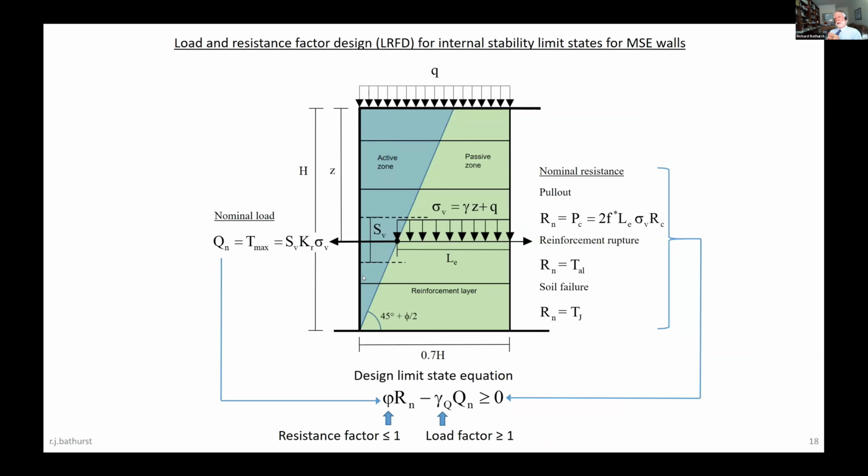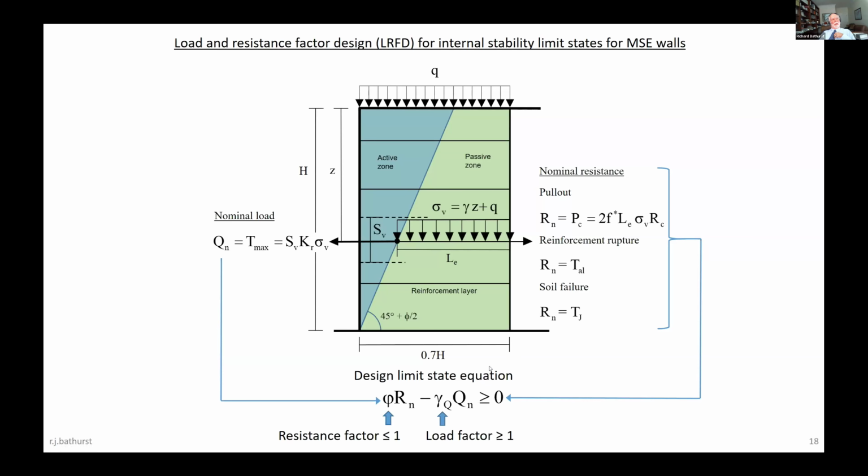So when I talk about MSE walls, I'm talking about walls in which the soil in the retained fill is reinforced with horizontal layers of steel or geosynthetic. And in order to carry out the internal stability limit states designs for these MSE walls, we first have to identify what the limit states are. And they are pull-out, reinforcement, soil failure, etc. It's not important for this discussion to get into the details of those limit states.